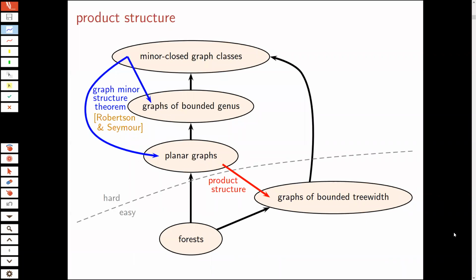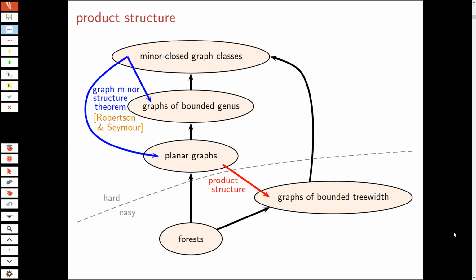But I think it's fair to say graphs of bounded treewidth definitely are a simpler class than planar graphs. For example, most NP-complete problems become polynomial time solvable on graphs of bounded treewidth, but typically speaking, they stay hard on planar graphs. So that's one reason why I put this dotted barrier between the hard and easy classes, between planar and bounded treewidth. But another good reason is that, well, I claim that planar graphs are really the first class of graphs on the hard side of the line.